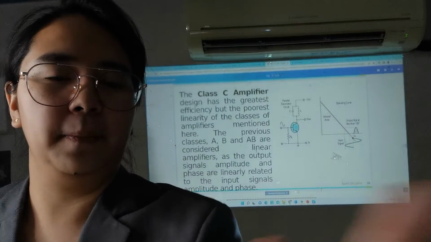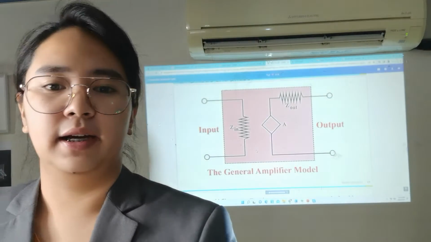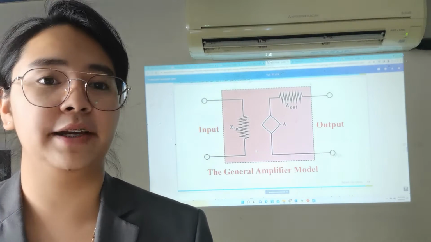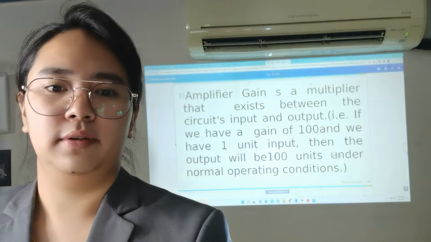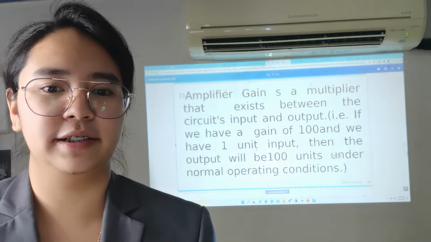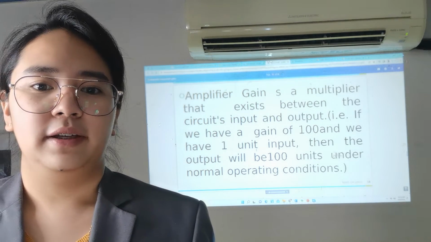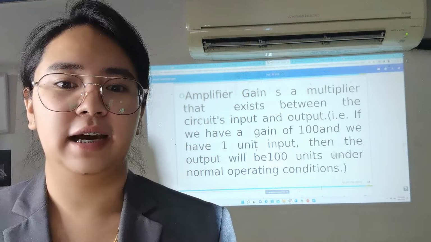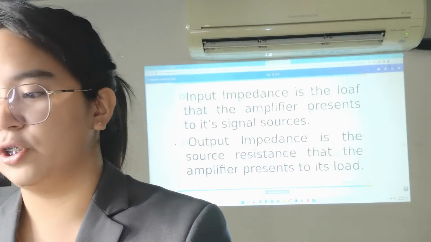As you can see in the input, this is the general amplifier model, input and output. Amplifier gain is a multiplier that exists between the circuit's input and output. If we have a gain of 100 and we have 1 unit input, then the output will be 100 units under normal operating conditions.